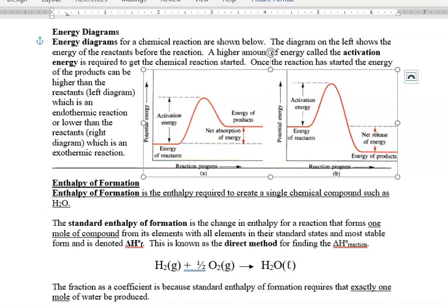Or it could be lower, such as the diagram on the right. So you started with a certain energy of the reactants. You ended up with less energy in the products. That means energy came out of the reaction. That's an exothermic reaction.